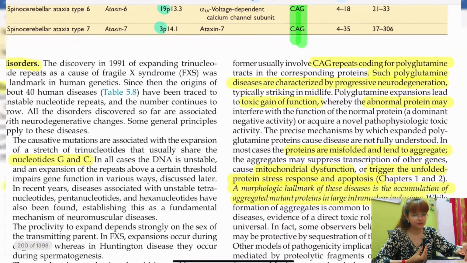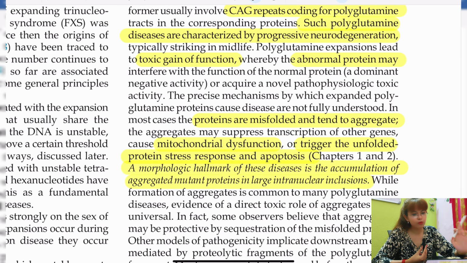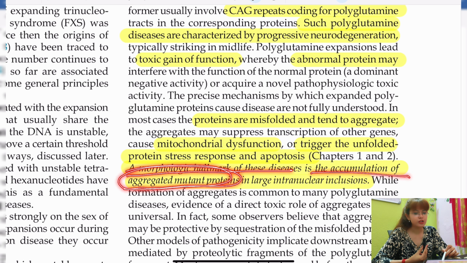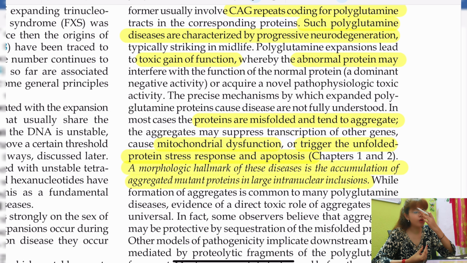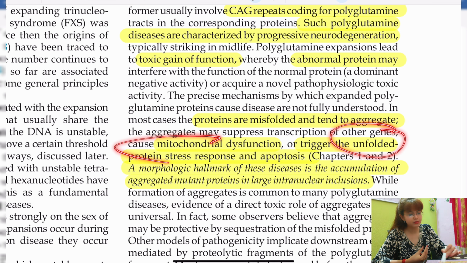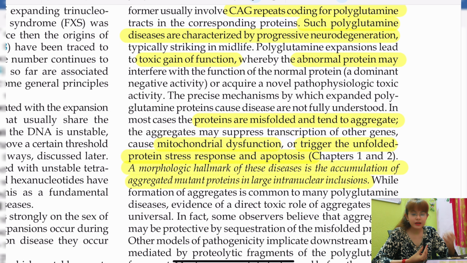Very important. Another important point I want to mention here is about the intranuclear inclusions. A morphologic hallmark of these diseases is the accumulation of aggregated mutant proteins. I've already explained how these proteins get degraded, and I've already explained the ER stress response, the protein stress response. Here there is accumulation of the mutant proteins; the body is no longer able to combat it.